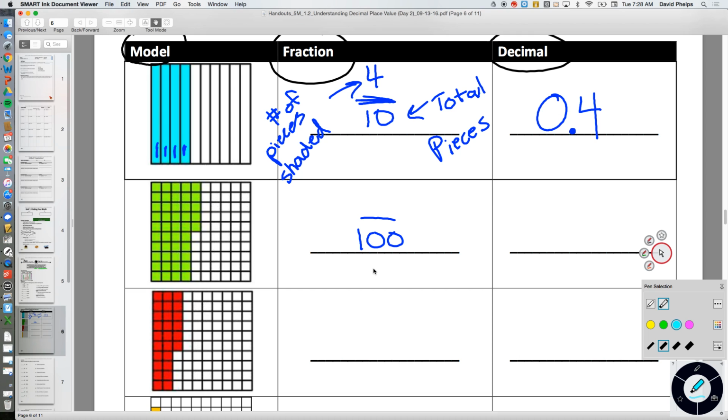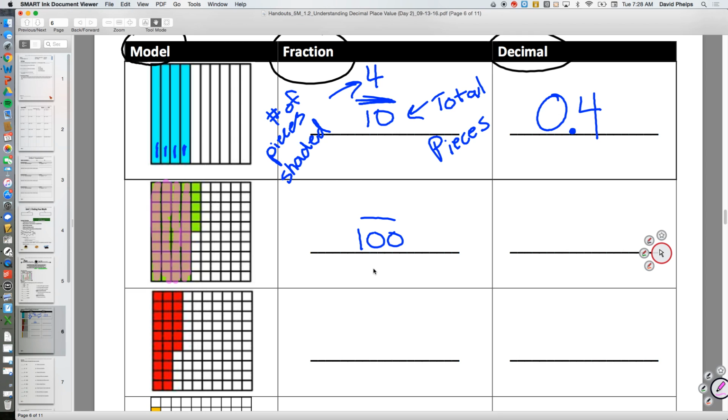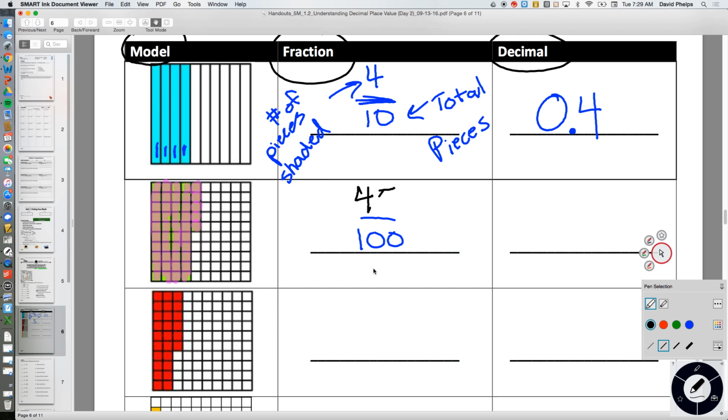All right, let's do this one together. See if we got the same thing. I'm going to take my purple fancy highlighter. And let's see, this first row, that's 10. So that's 10. This is 20. This is 30. This is 40. And then let's count 41, 42, 43, 44, 45 pieces are shaded in. So my numerator is going to be a 45. 45 over 100. You could also pronounce this as saying 45 hundredths.